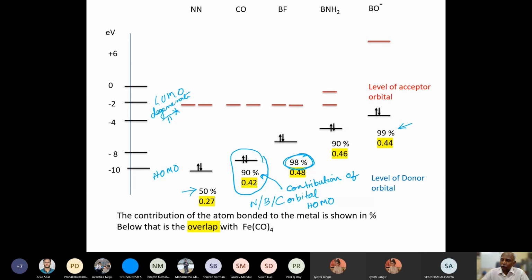Okay. And what you find is the acceptor orbital is also coming down. The acceptor orbital, if it is low, then it is better. Okay, lower the better. You see that it's approximately similar, but all of them are neutral molecules in this case, except for BO minus.